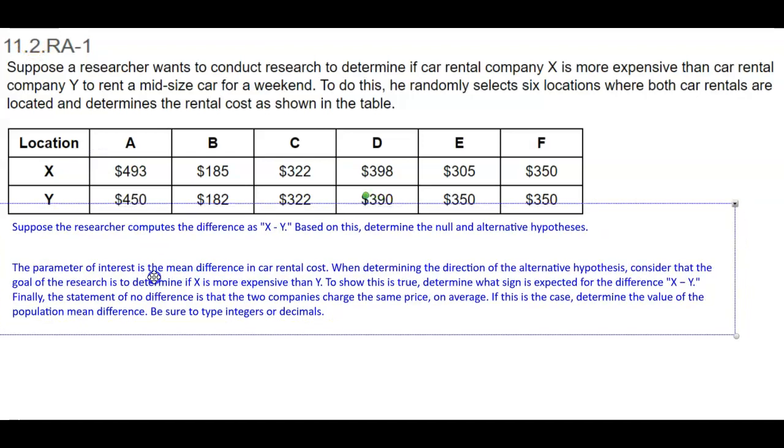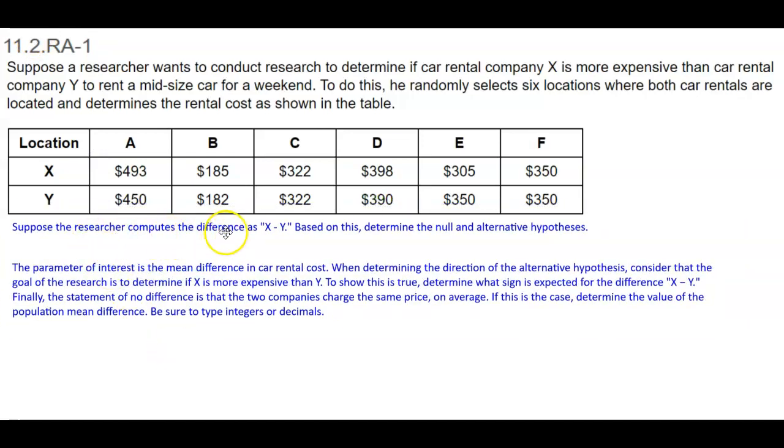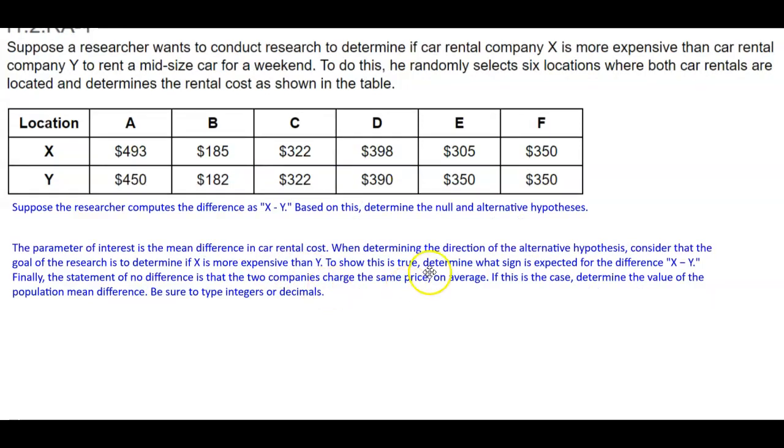Okay, now the question states that suppose the researcher computes the difference as x minus y. Based on this, determine the null and the alternative hypothesis. Now, the parameter of interest is the mean difference in car rental cost. When determining the direction of the alternative hypothesis, consider that the goal of the research is to determine if x is more expensive than y. To show this is true, determine what sign is expected for the difference x minus y.